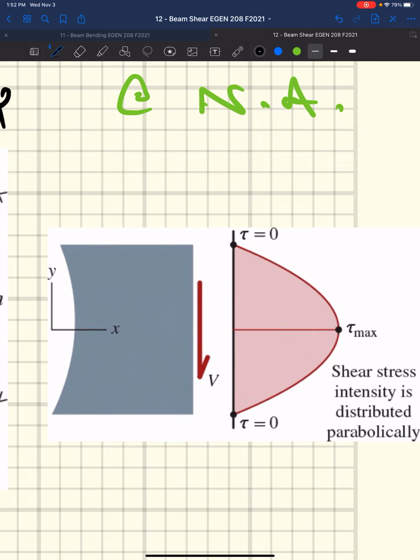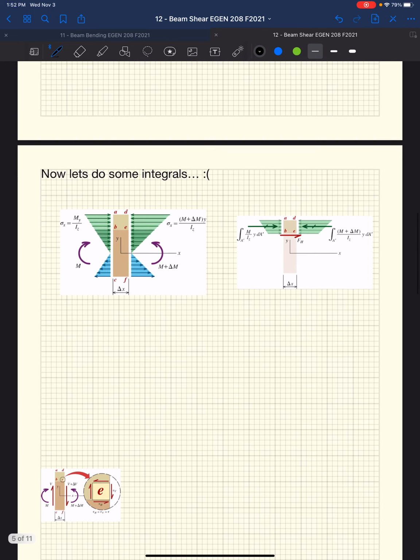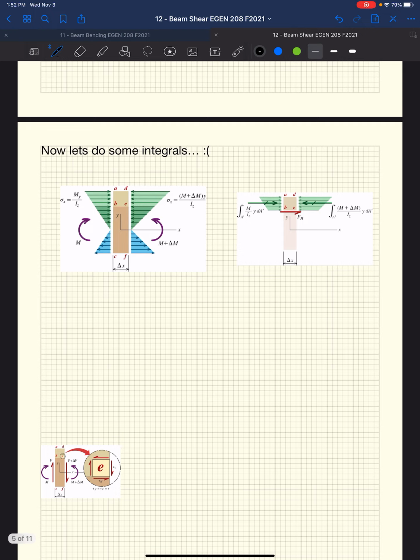This is where you guys go to sleep. And I get excited. All right, we're going to talk about integrals for a little bit.